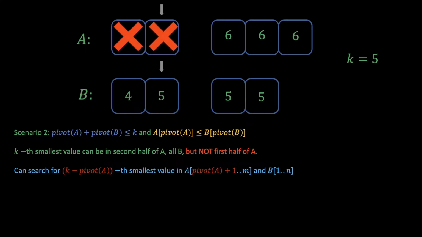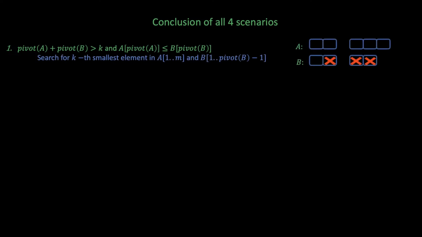However, we have to be careful here. We won't be searching for the kth smallest value in this new input. Instead, we're searching for the k minus pivot of A element, since we deleted pivot of A elements from the original input, so we shifted the kth smallest value to be now the k minus pivot of A element in the new input. Now, if you do this tedious analysis for every one of the last two scenarios, you get the following conclusion for the 4 scenarios.